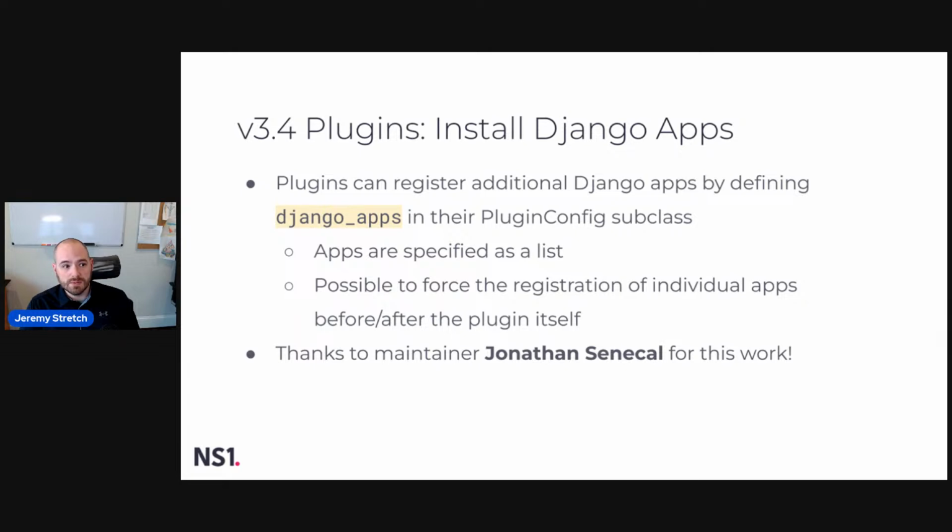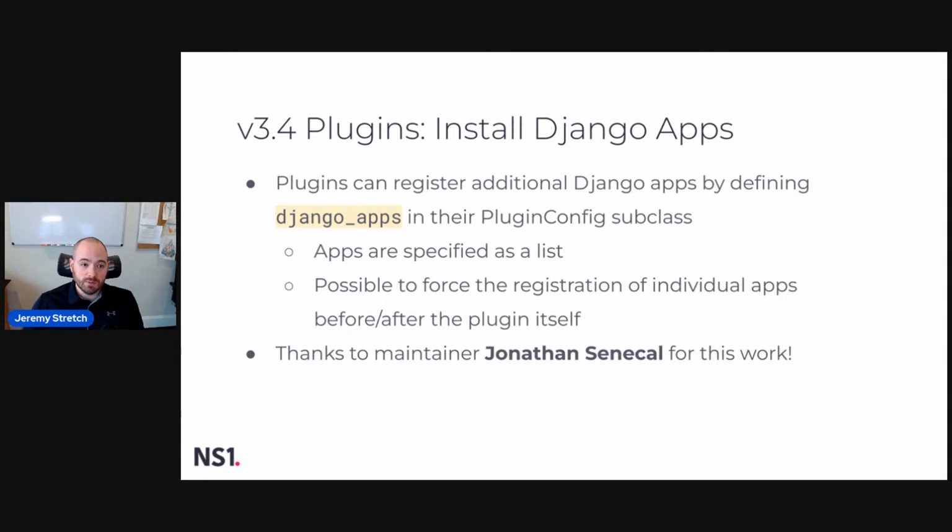The idea here is a plugin can specify Django apps under its plugin config and specify a list of apps to be installed. Note that this is a separate concern from requirements, right? So if you're defining a plugin to be packaged and you have requirements in there, you can pull in any Python package, that's fine, and you'll still need to do that.